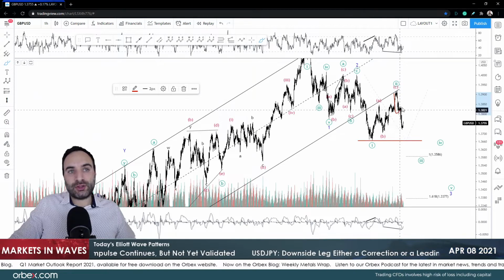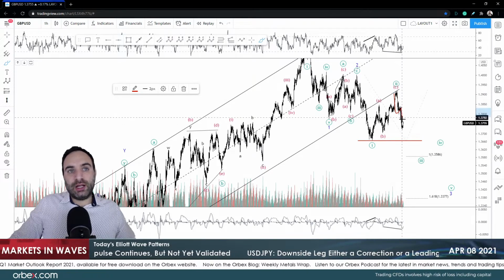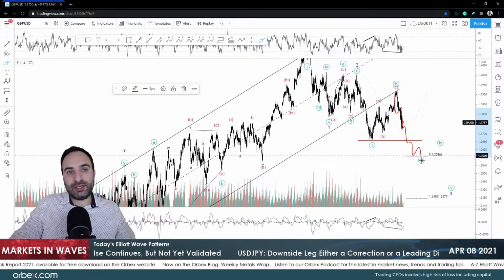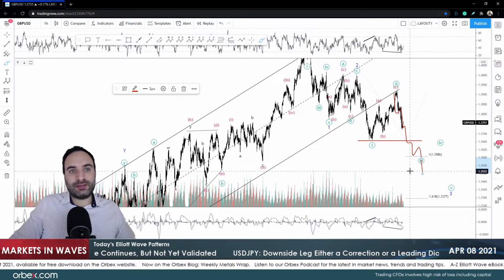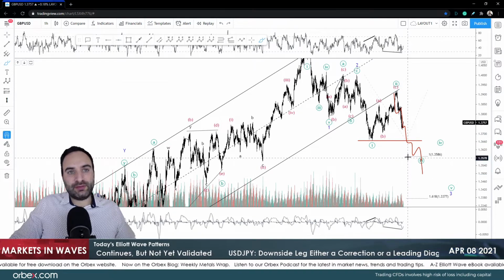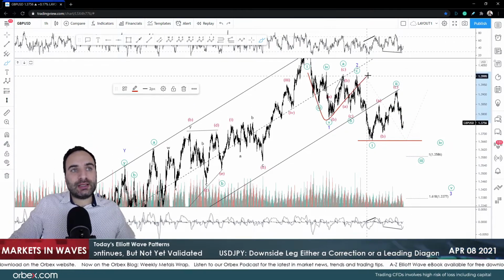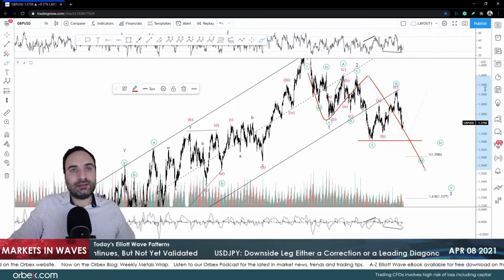So this looks to me like a wave 1 and 2. This is probably going to be a multi-structure 3 for a breakout. Then we're going to get 4 and 5 to end this minute wave 3. The other scenario, as always, is that this is an A, B, and a C.